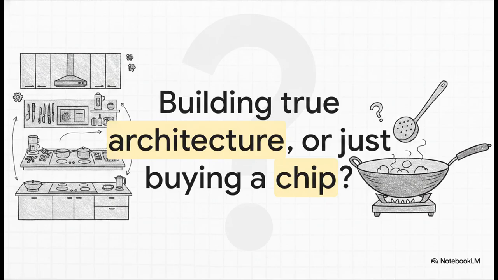I'll leave you with this final thought. True performance isn't found in a single magical piece of silicon. It's found in the orchestration of these specialized chips working together. So as you build out your AI stack, you really have to ask yourself, are you architecting a brilliant, highly coordinated kitchen, or are you just buying a massive wok and hoping for the best?